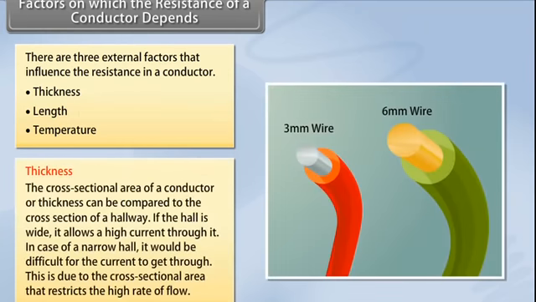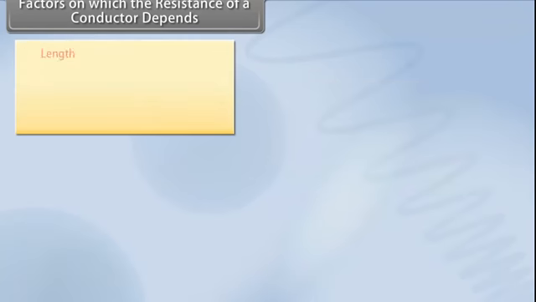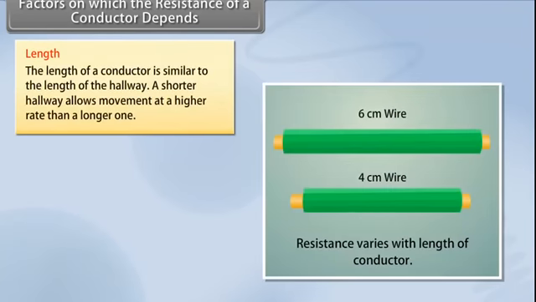Thickness. The cross-section area of a conductor or thickness can be compared to the cross-section of a hallway. If the hall is wide, it allows a high current through it. In case of a narrow hall, it would be difficult for the current to get through. This is due to the cross-sectional area that restricts the high rate of flow. Length. The length of a conductor is similar to the length of the hallway. A shorter hallway allows movement at a higher rate than a longer one.